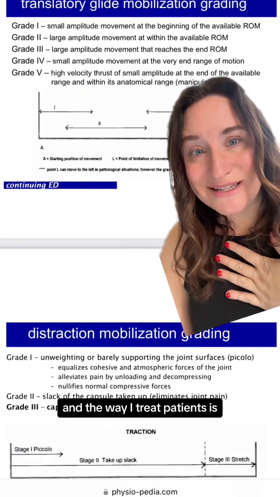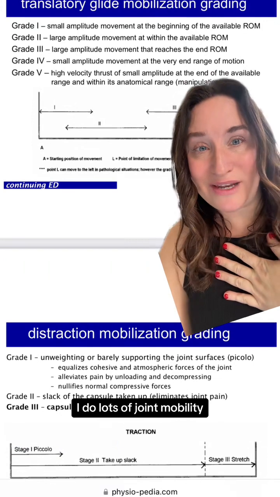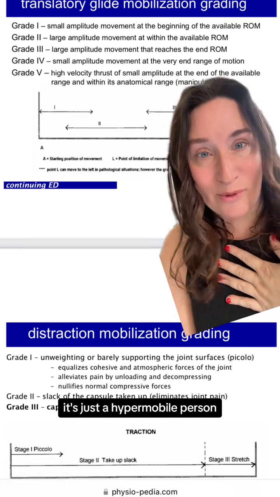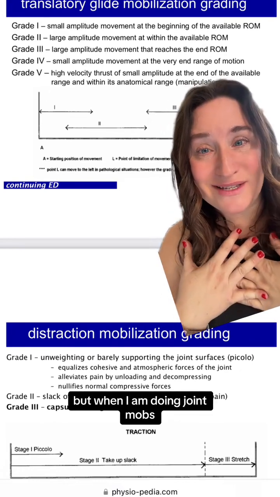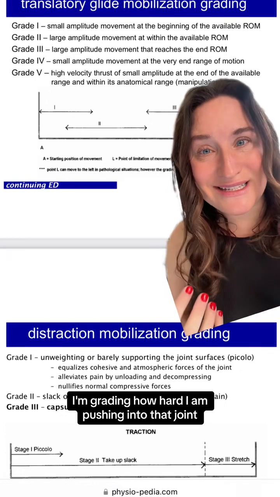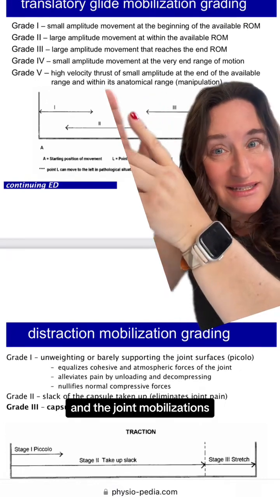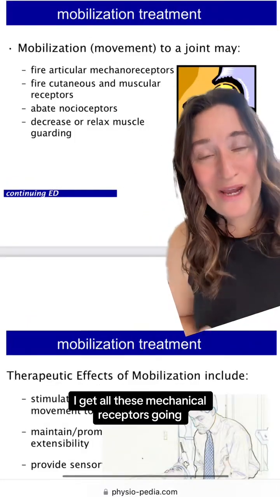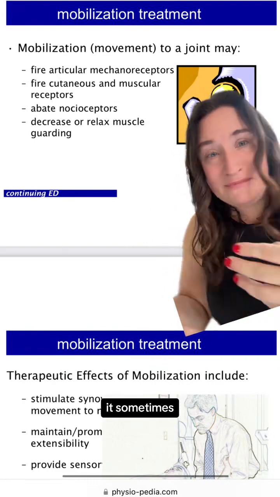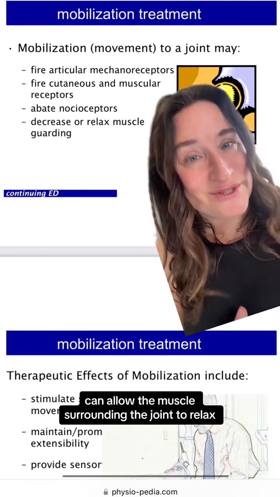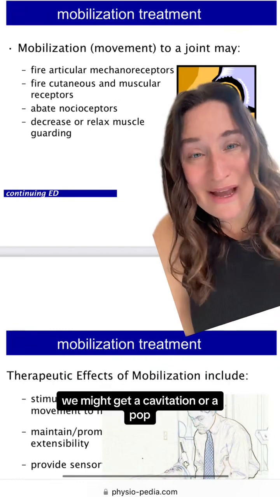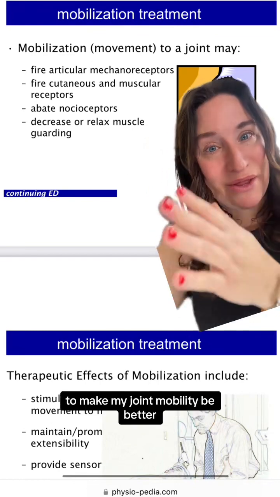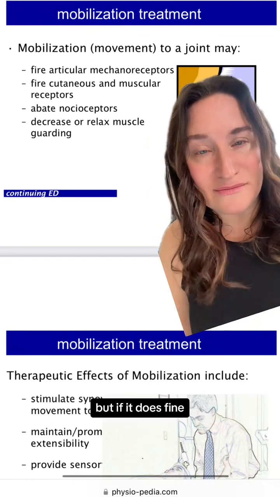And the way I treat patients is I am a manual therapist. I do lots of joint mobility and I fix rib dysfunctions and bendies all day long. And if you don't know what a bendy is, it's just a hypermobile person. But when I am doing joint mobs, I'm grading how hard I am pushing into that joint. And the joint mobilization, an example would be this. And when I mobilize joints, I get all these mechanoreceptors going and it feels good. And it sometimes can allow the muscles surrounding the joint to relax. And then sometimes we might get a cavitation or a pop, and that's okay. I don't have to have a pop to make my joint mobility be better, but if it does, fine.